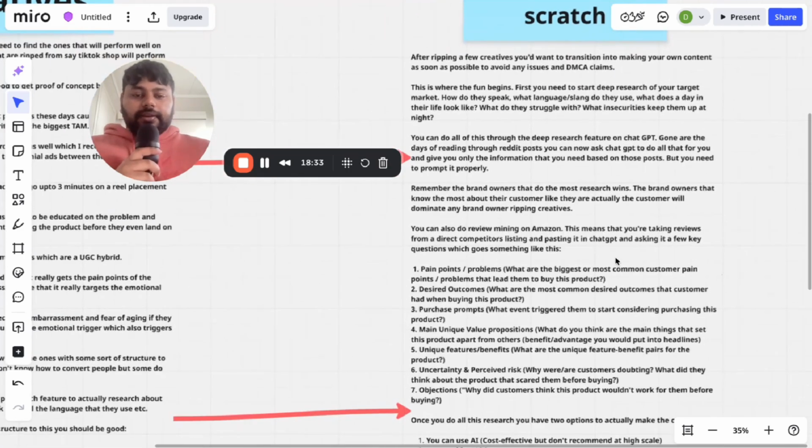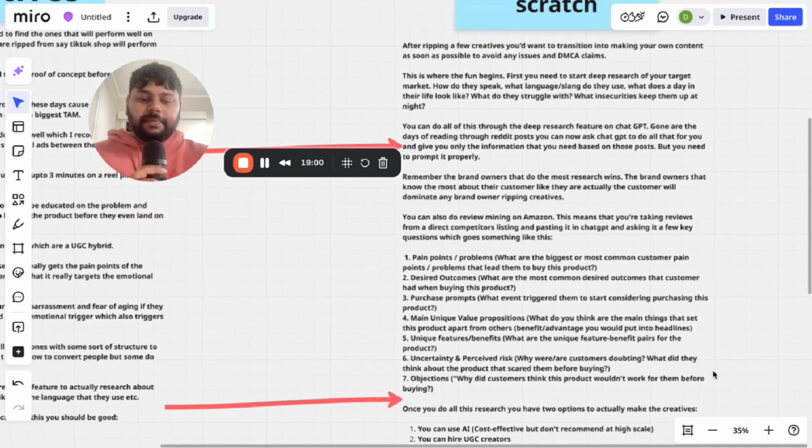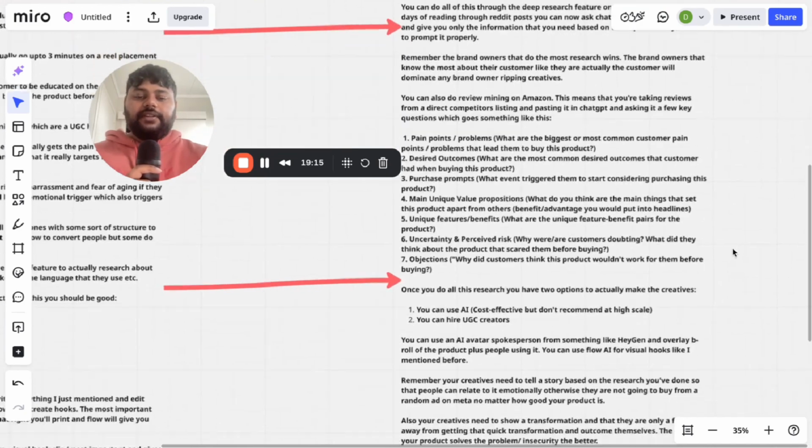You can also do review mining, the review mining on Amazon. This means that you're taking reviews from a direct competitor listing, pasting them into ChatGPT, and asking a few key questions, which go something like this, right? Pain points or problems, desired outcomes, purchase prompts, main unique value propositions, unique features or benefits, uncertainty and perceived risk, objections, right? You need to answer all these questions in depth, so that you get a good idea of why people are buying it, what their purchase prompts are, and the desired outcome. You need to create desire within the ad to get them to convert, right? Otherwise, you're not going to convert them.